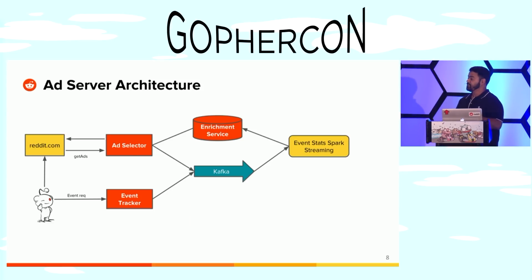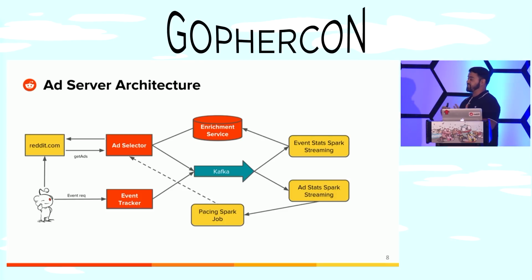The other loop is the pacing loop. Again, these are Spark jobs. So we have a streaming job that's counting how many ads we've shown for each advertiser. And then we have another job that's essentially making sure that we are allocating ads in an optimal manner. So it's like cruise control. It's making sure that when an advertiser says, go and show a certain number of ads, we do them in the optimal way.